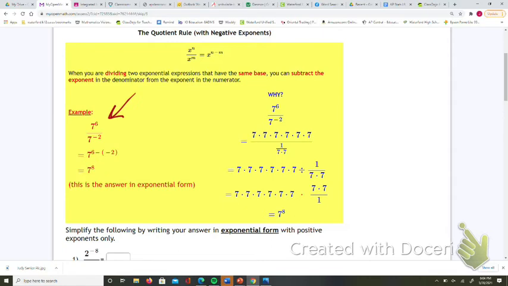Okay, now over on the right side is the why. Why does that work? Well, 7 to the 6th is 7 times 7 times 7 times 7 times 7 times 7. 7 to the negative 2, remember, is 1 over 7 times 7. So then we end up with 7 times 7 times 7 times 7 times 7 times 7 divided by 1 over 7 times 7. Well, when we divide fractions, we flip the second one and multiply. So it becomes 7 times 7 times 7 times 7 times 7 times 7 times 7 times 7, which is 7 to the 8th power.